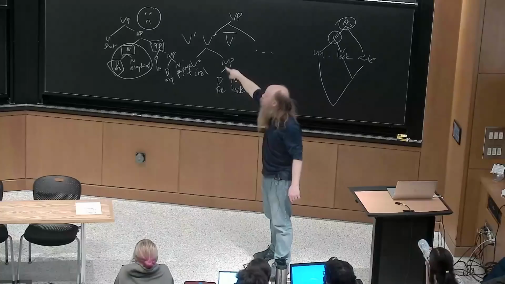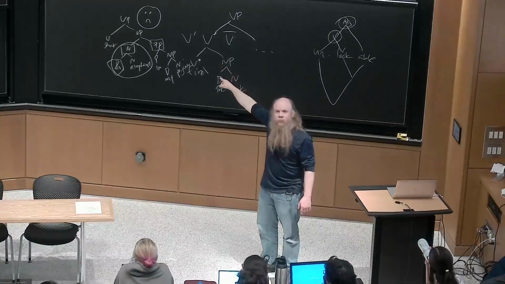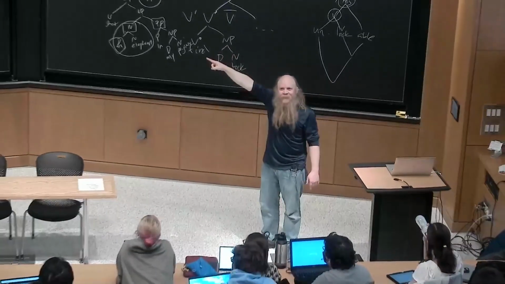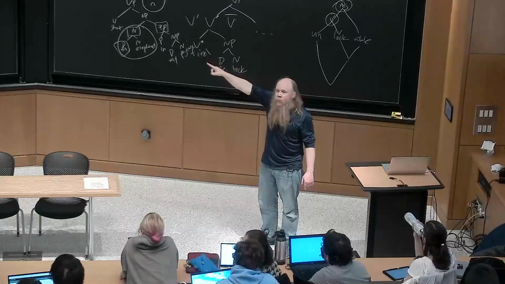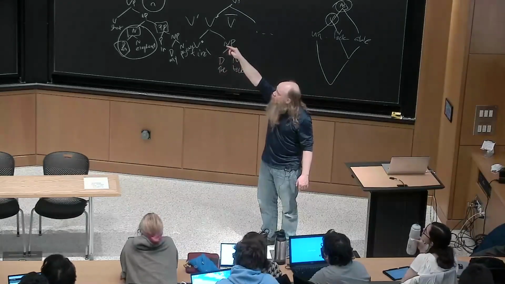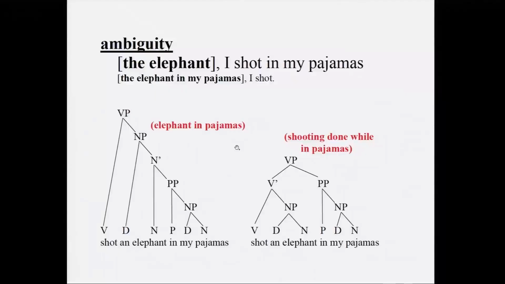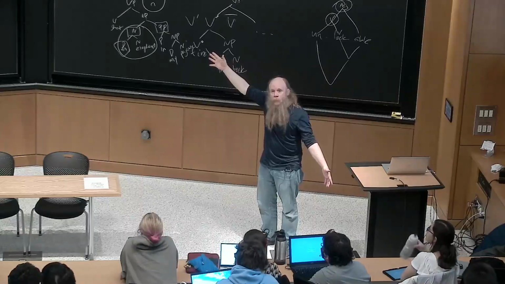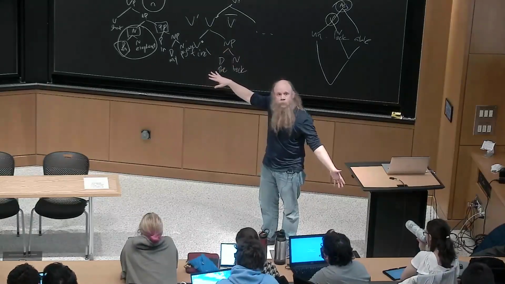Immediately people began doing the frowny face tree. Forget the frowny face tree for a second. Those are the only 2 trees. Yeah? Has to be the tree on the right. And the elephant in my pajamas I shot, the ambiguity also collapses, but in the other direction. Do people have that feeling?